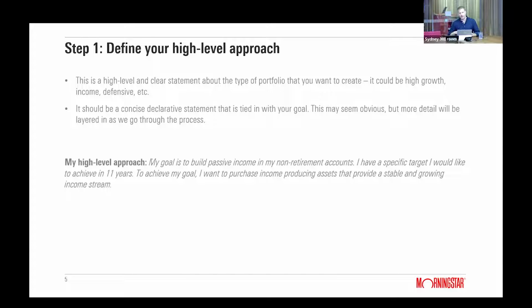Because I want not only new money I put into the market to grow my income, but I want the investments that I hold, whether that's an individual share or an ETF, I want those dividend streams to grow, because that, of course, will turbocharge that growth. And I think that's necessary for me to achieve my goal. So very simple. And yes, this does seem obvious, but we'll see how this ties in as we go through the rest of the process.